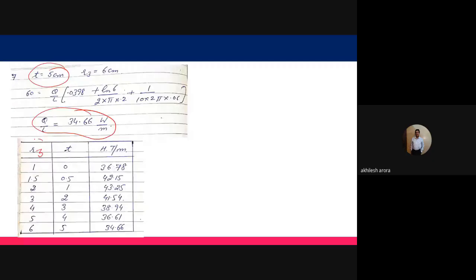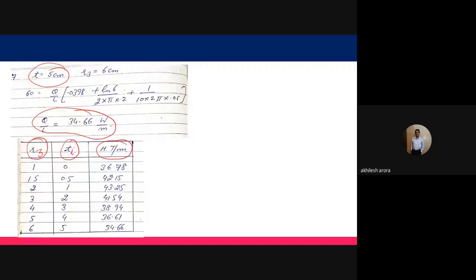Take it as 4, the value comes out to be 36.61. Take it as 5, the value of Q by L comes out to be 34.66 watt per meter. So you can see here, I have made a table. This is the value of R3, the radius of the insulation, this is the thickness of the insulation Ti, and this is the value of heat transfer per meter.